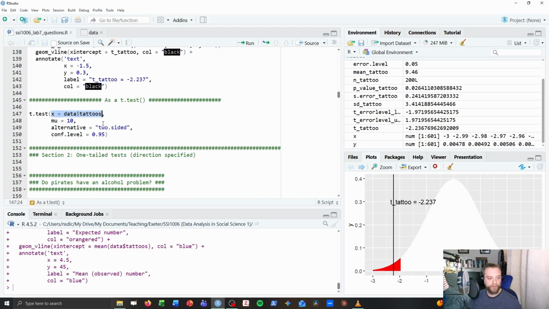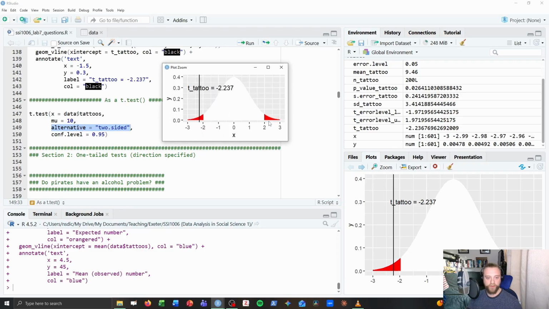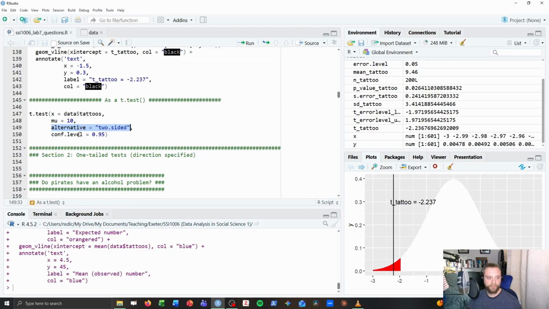Now, in the next lab, we'll look at what happens if we are comparing the mean of two groups within a single variable. We call that an independent samples t-test. Here, though, we've just got one sample. So we're just dealing with the mean of tattoos, a specified population mean, which is 10. In this case, it's also a two-sided test. So two-sided, one side, two sides. And we also specify confidence level.